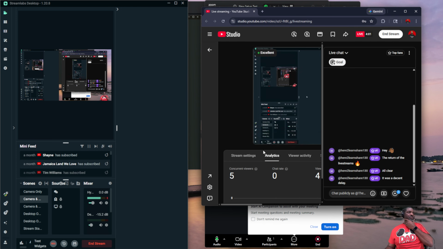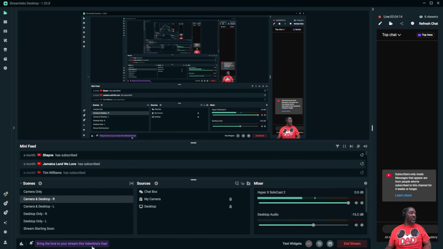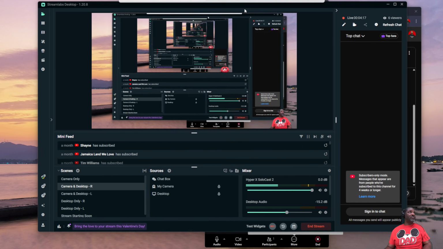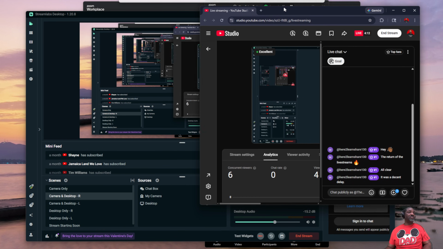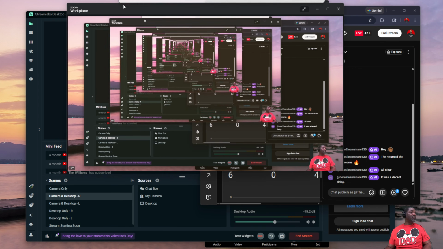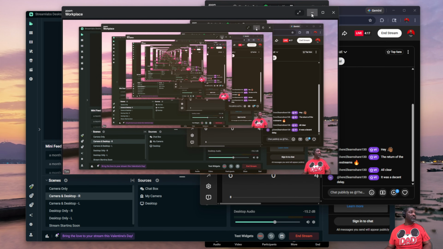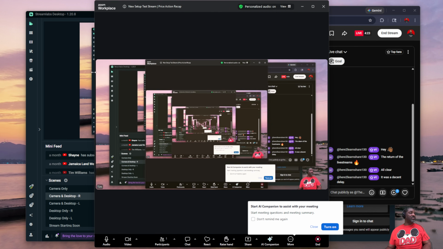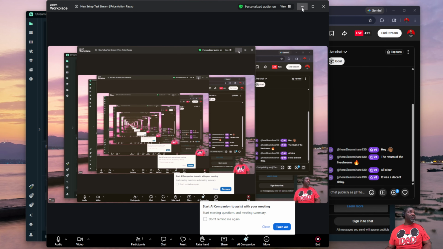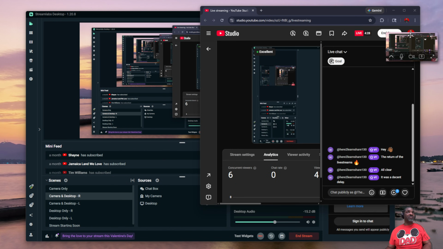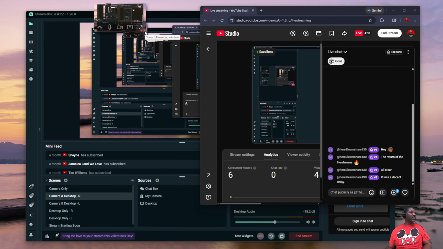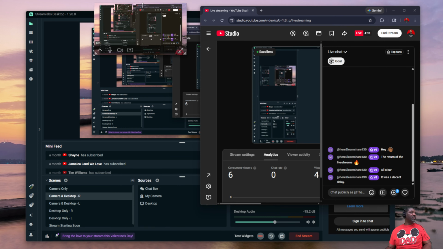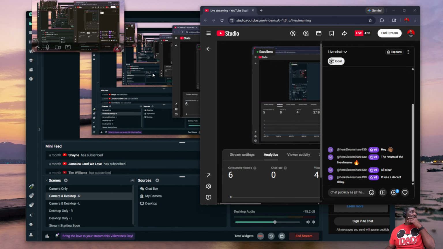See, when I do it straight through YouTube, it let me set it to like ultra low latency. But with OBS, it's not letting me. What's this here? That's Zoom. Alright, that's Zoom, right there.